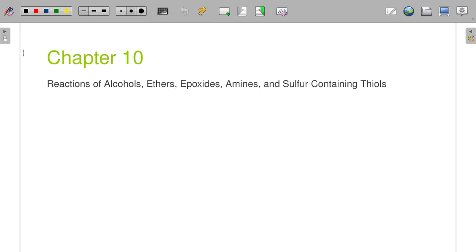Okay, so today we're going to be looking at our chapter on alcohols and their reactions. Now this is going to include some ethers and epoxides, which we already talked about, but we're going to be adding a little bit more to them. We'll do a few things with amines, and then the sulfur-containing equivalent to alcohol, which is thiols, which is just SH.